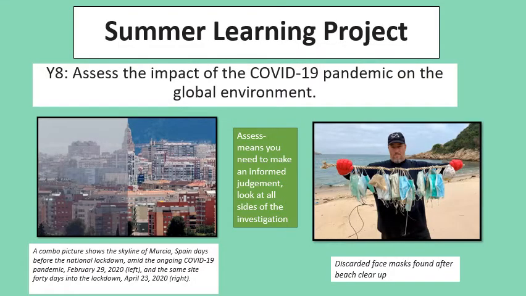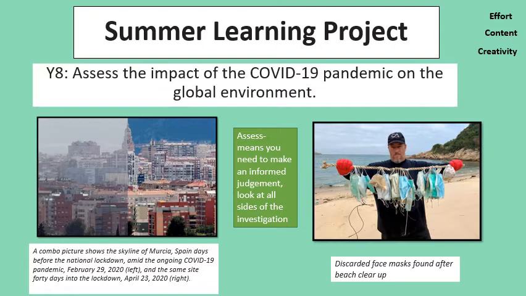So the question for the Year 8 summer learning project is to assess the impact of the COVID-19 pandemic on the global environment. So to begin with, let's just understand what we mean by assess. Assess means you need to make an informed judgment, which means we need to look at both sides. So we'll need to look at the positives that COVID-19 has brought to the global environment.